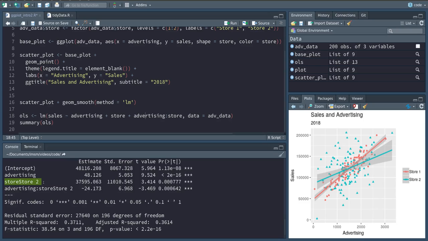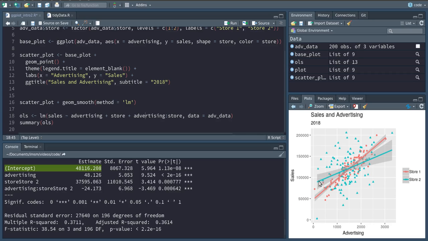A dummy shifts the intercept for the group that this dummy is for. So the intercept of store one, which can be seen as the baseline, is just this estimate of the intercept of our model. As you can see, this is roughly 50,000, and store one has an intercept, if we draw this all the way to zero, of roughly 50,000. As you can also see, the intercept of store two is somewhat higher than the intercept of store one.